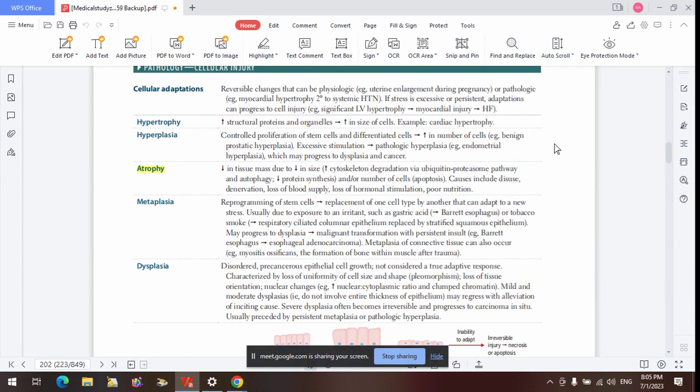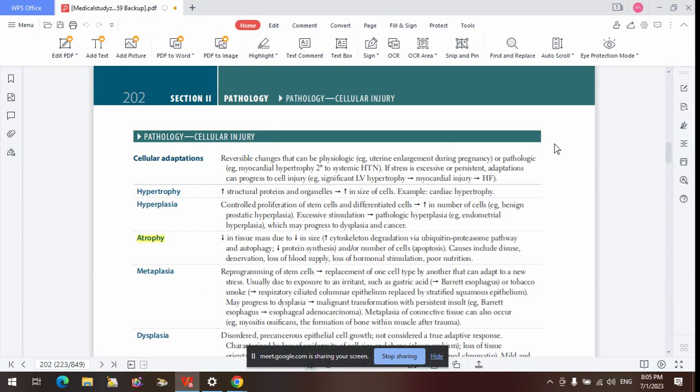Okay, so we started with cellular adaptation, and we said in summary, cellular adaptation just means different mechanisms by which the cell can cope with stress. The stress can be pathologic or physiologic. We said this adaptation mechanism is classified into four types: hypertrophy, hyperplasia, atrophy, metaplasia. And dysplasia is not actually a true adaptive mechanism. It's just like a progression of hyperplasia or metaplasia.